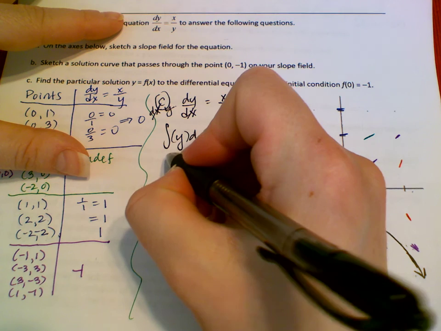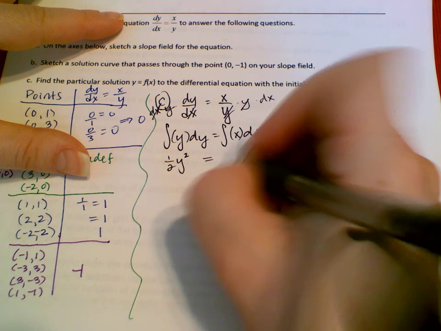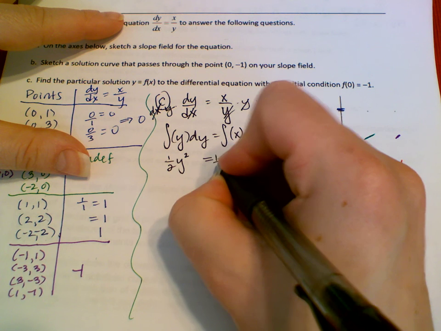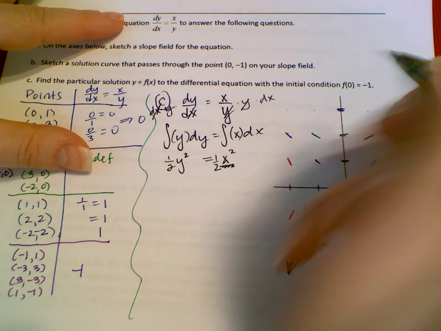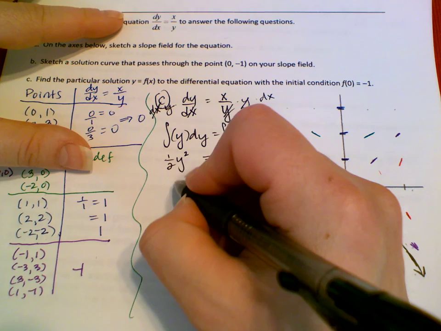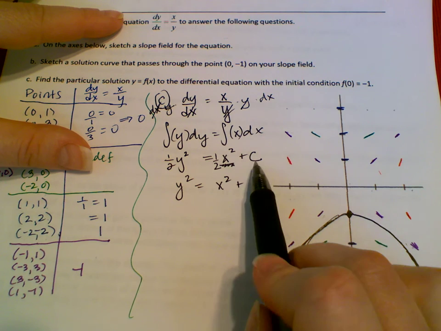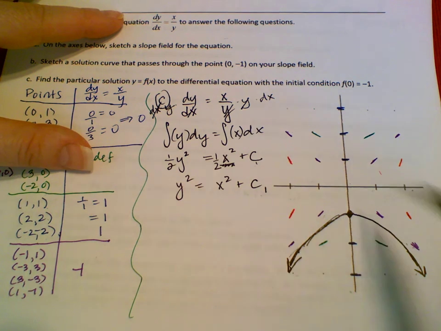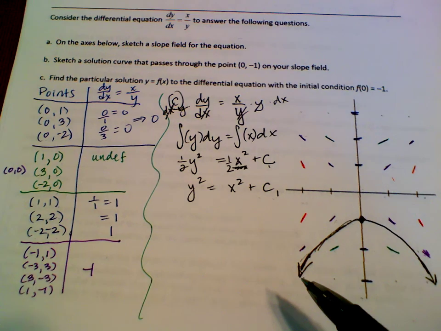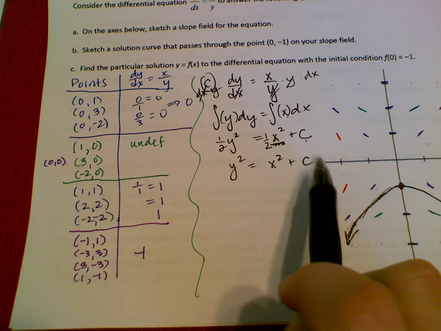So the integral of y is 1/2 y squared equals x squared over 2, or 1/2 x squared, let's keep it consistent, plus c. Okay, now I can multiply both sides by 2. If I do that, I get y squared equals x squared plus c1, right? It's 2 times this constant, so this is a new constant. And then I could think about solving for my c value here.